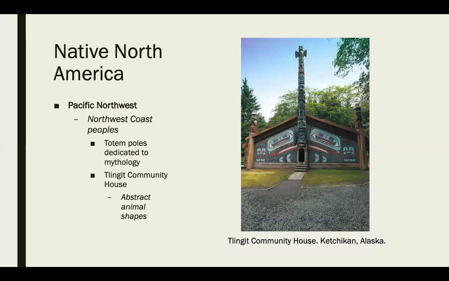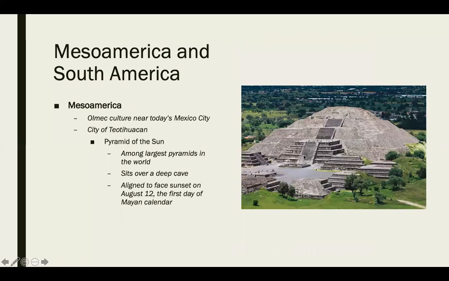In the Pacific Northwest, we also see the use of totem poles that are dedicated to mythology. The Tlingit community house shows this totem pole that has all these abstracted animal shapes on it to symbolize, the owl might symbolize something, or the eagle might symbolize something, and so on. But again, it's kind of like the house post that we saw earlier in the African example, that was called a house post and not a totem pole.